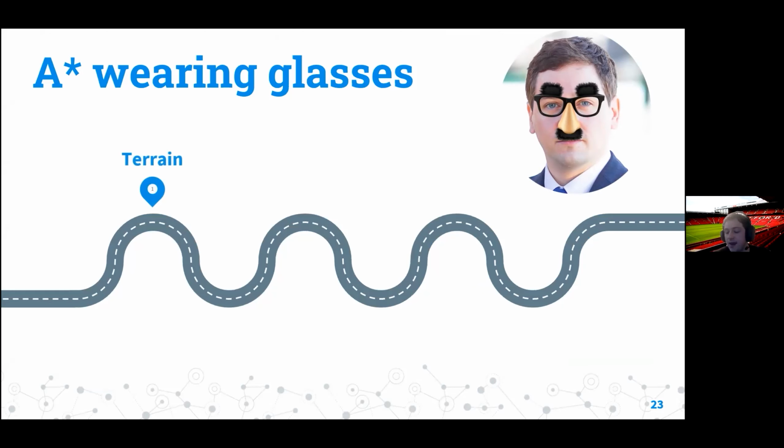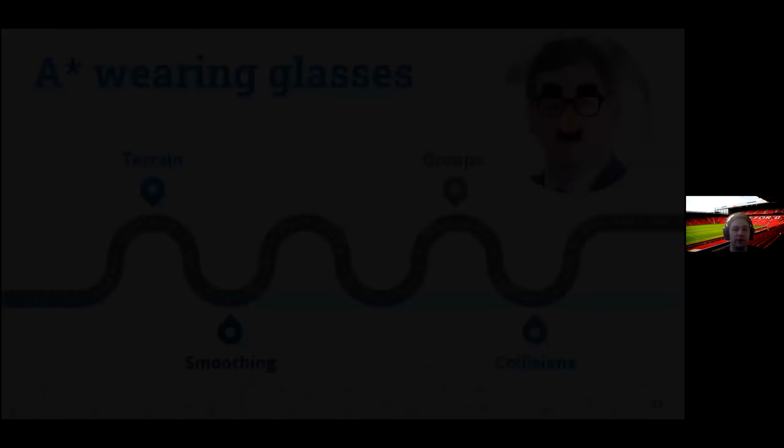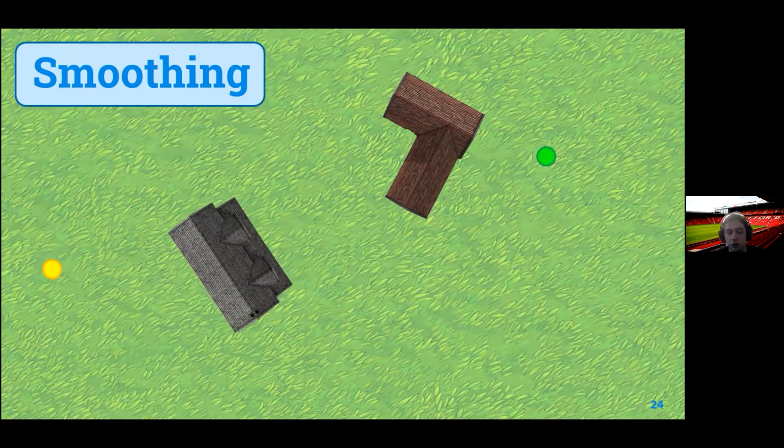So how can we make our algorithm look like it's a bit sentient? One thing we can do is modify terrain and have that affect the algorithm. We could smooth some of those harsh lines out when the unit's actually moving. We could make groups of units react differently to each other when they're moving together. And we can also have collisions, for example, and how to deal with that. This is just some examples. We don't have time to go through all of these, so we'll have a quick look at a couple before we finish.